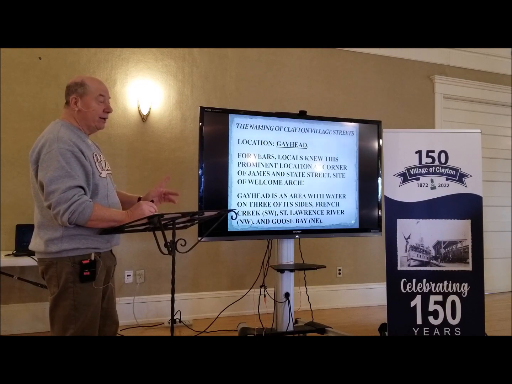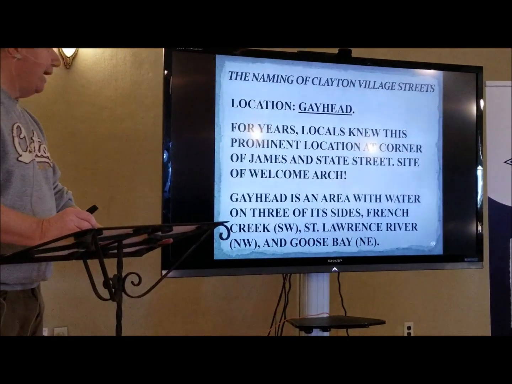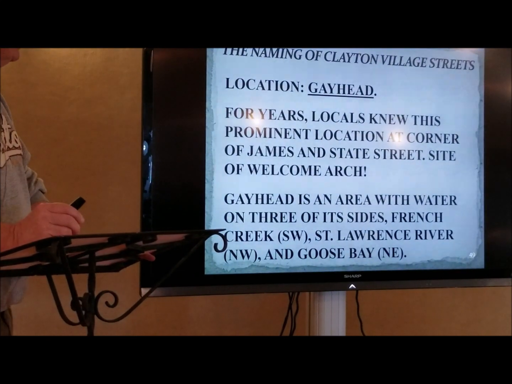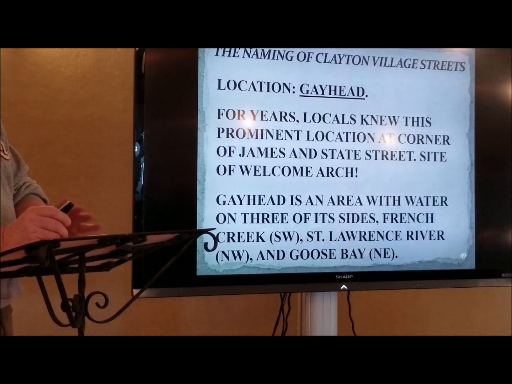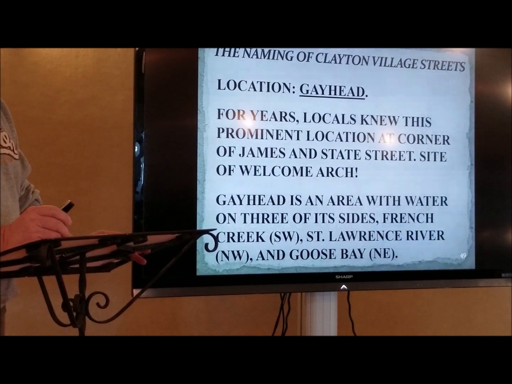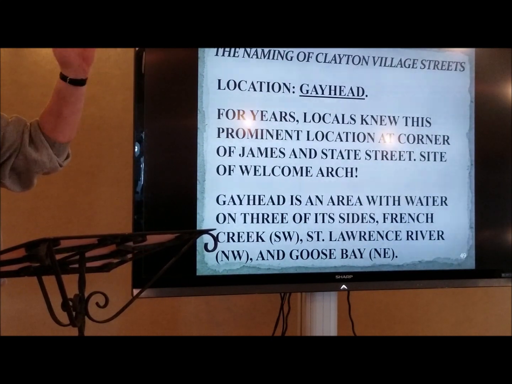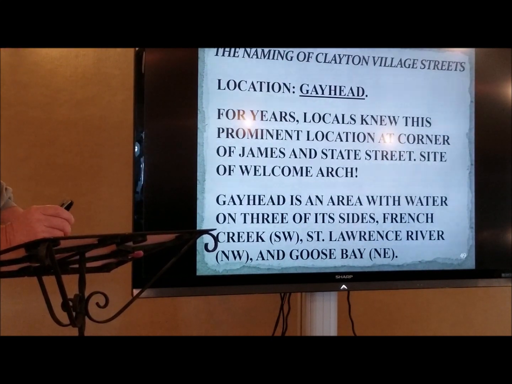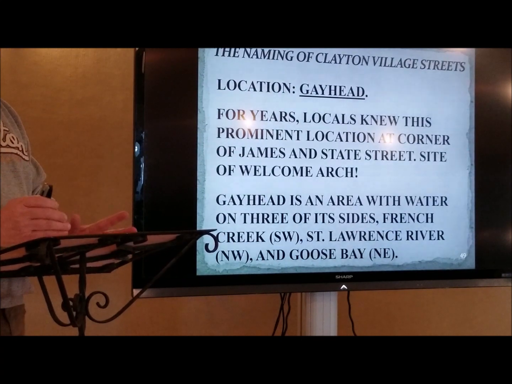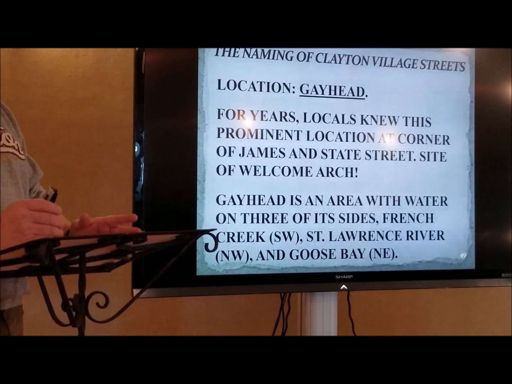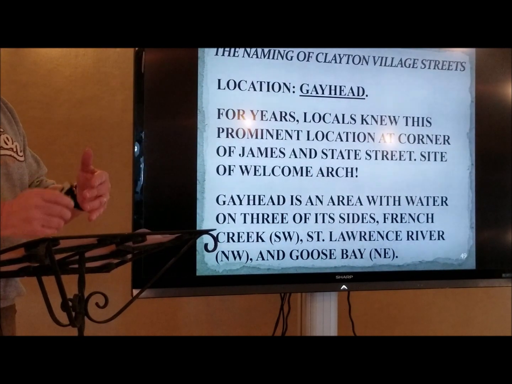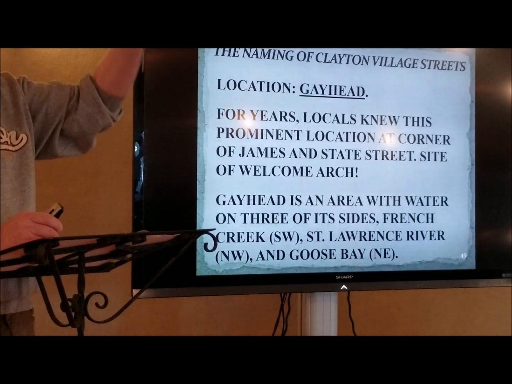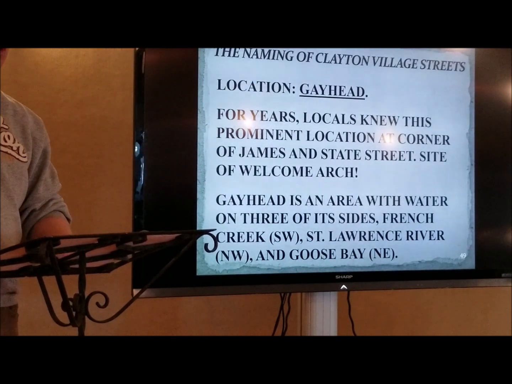All right, I think this is like my next to last slide. Gayhead, I thought this was pretty important to mention. A lot of people, our ancestors, our parents, our grandparents, they know Gayhead. And Gayhead is where the Thousand Islands Clayton welcome sign is. Welcome to Clayton. And it was called Gayhead because Gayhead indicates an area of property where there's water on 3 sides. So you have French Creek, you got the St. Lawrence River, and you got Goose Bay.